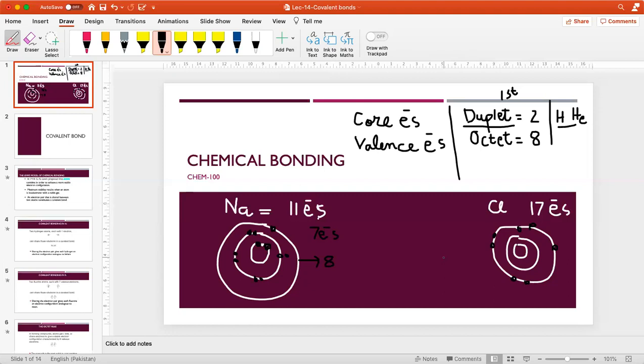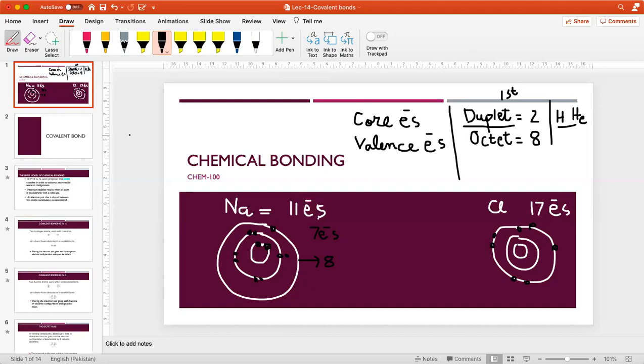It's just to become isoelectronic with the noble gases, because in the periodic table, group 8 elements, which are known as noble gases, have 8 electrons. Automatically they have 8 electrons and they are stable. Once they are stable, they are neutral. They are not going to participate in any kind of reactions. That's the main theme in chemical bonding.